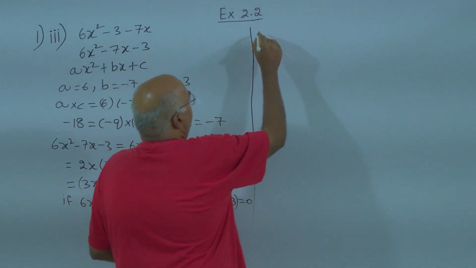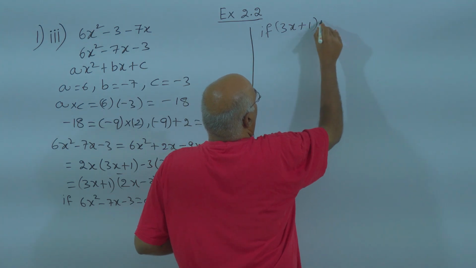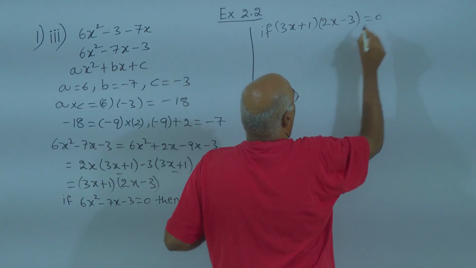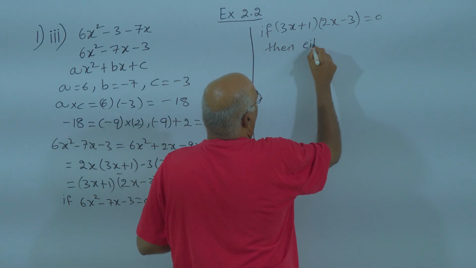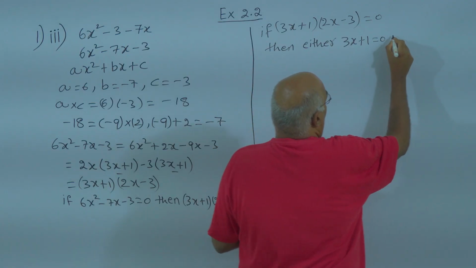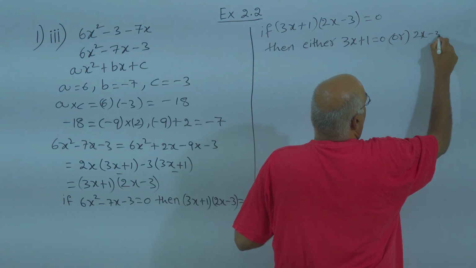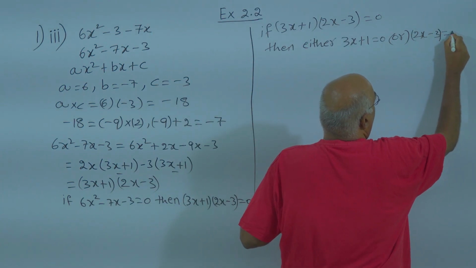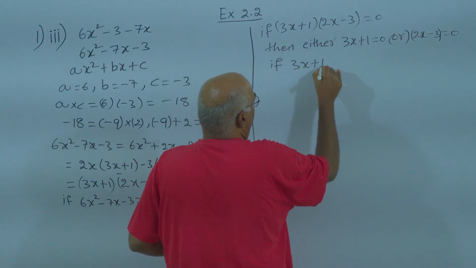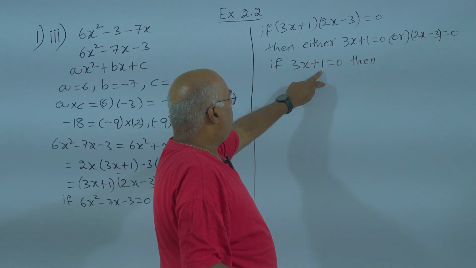So if 3x plus 1 into 2x minus 3 is equal to 0, then either 3x plus 1 is equal to 0 or 2x minus 3 is equal to 0. So if 3x plus 1 is equal to 0, then see here, on the left hand side of the equal to sign, I have plus 1.